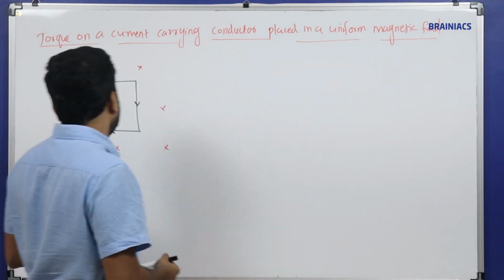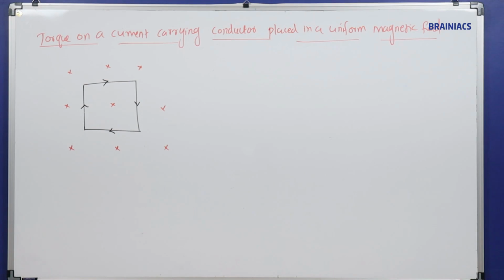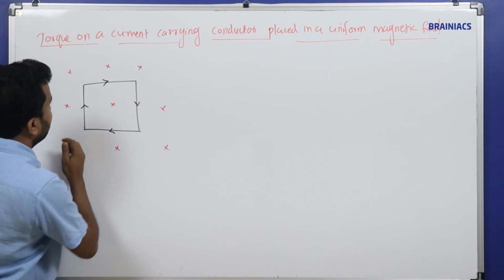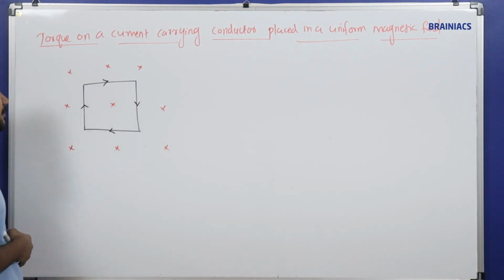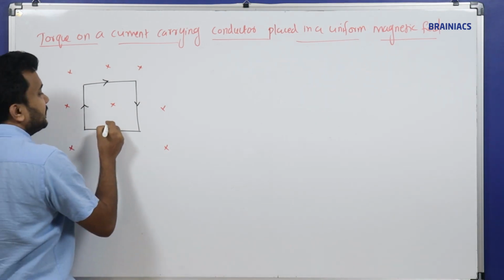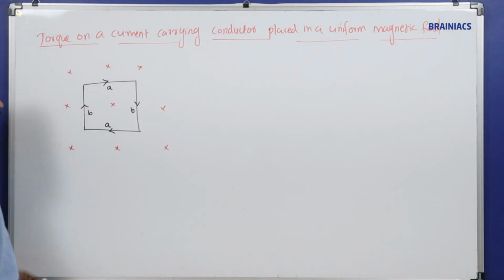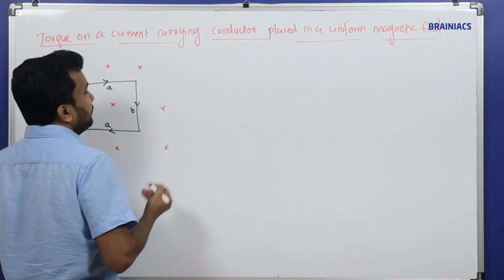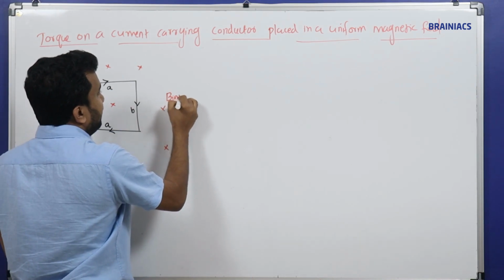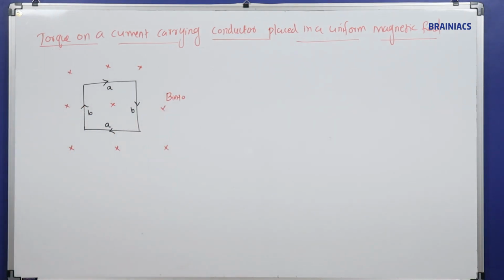What will happen? We are assuming it is a rectangular coil, for example. It looks like a square, right? If it's a rectangle, no issues. Similarly, it's a coil. Let me assume this length is A, and this length is A, and this length is B, and this length is B. The magnetic fields are cross signs, which means the magnetic fields are into the board, perpendicular to the board. So what will happen in this case?